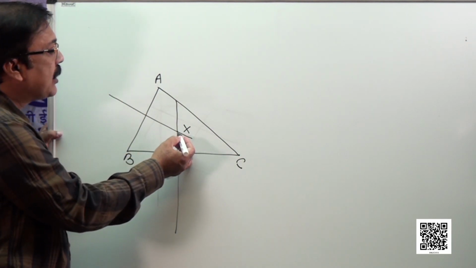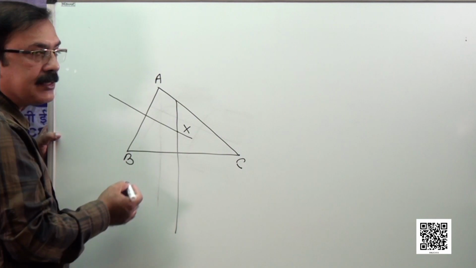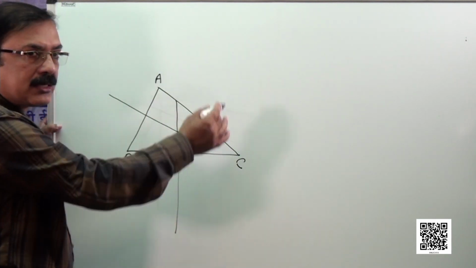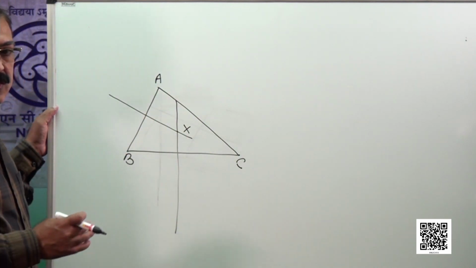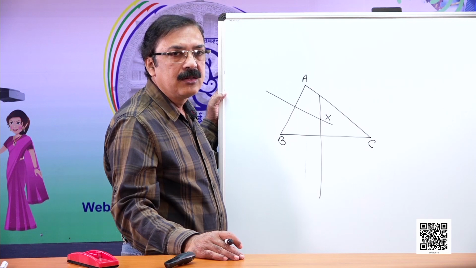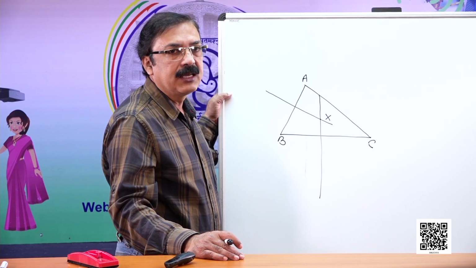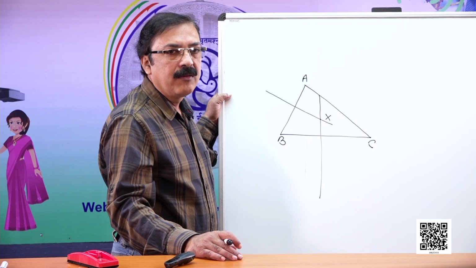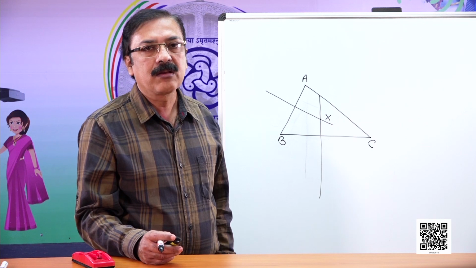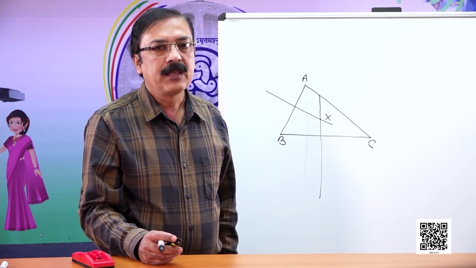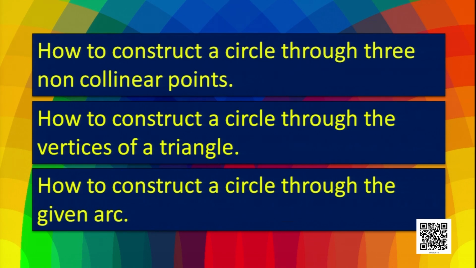So by taking X as the center and XA as the radius, if we draw a circle, then it must pass through B and C. So thus, we can construct a circle through A, B and C, that is the circumcircle of a triangle. And another problem can also be solved by this theorem: how to construct a circle through a given arc. If an arc is given, how to complete the circle?